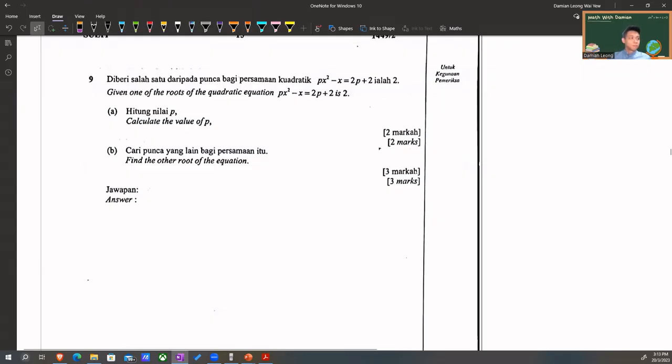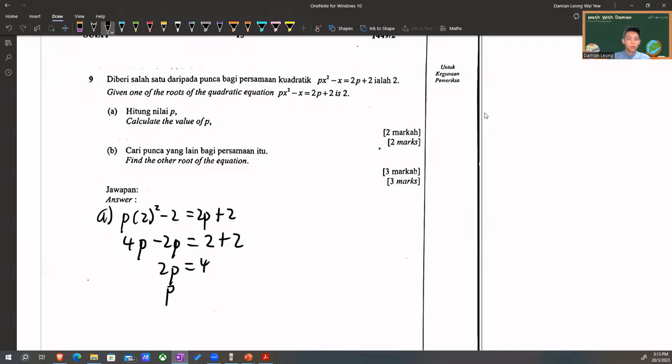So question 9. I have this quadratic equation. I want to find the value of p. So they give you the roots. One of the roots is 2. Basically, if I know the root, I can just substitute the root value into the equation. p times 2 squared minus 2 equals 2p plus 2. Let me just solve from here. 4p, bring over 2p: 4p minus 2p equals 2 minus 2, bring over plus 2. 2p is 4. Carry over the 2, 2 times 2, opposite divide. p is 2. That's the value of p.